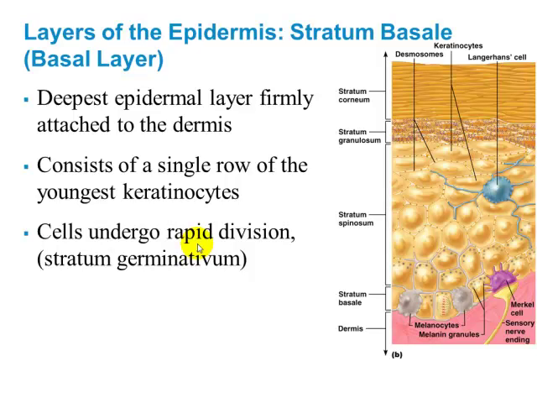You will sometimes see this called the stratum germinativum, right, as another way of saying the stratum basale. This is going to be firmly attached to the dermis, right? And that was that fifth and final characteristic of epithelial tissue. Epithelial tissue must always be sitting on connective tissue. So we'll see the dermis as connective tissue.